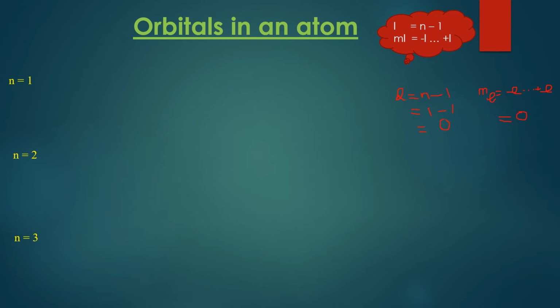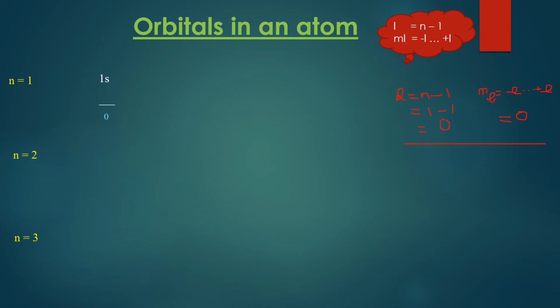L is 0 means we are looking at an s orbital. And this s orbital has how many spaces? That will be told by the ML value. ML is 0, that means one space. Okay, and that is the 0 value. Okay, let's look at the second one.